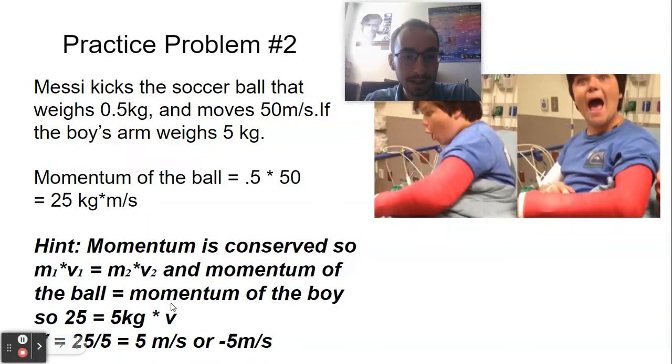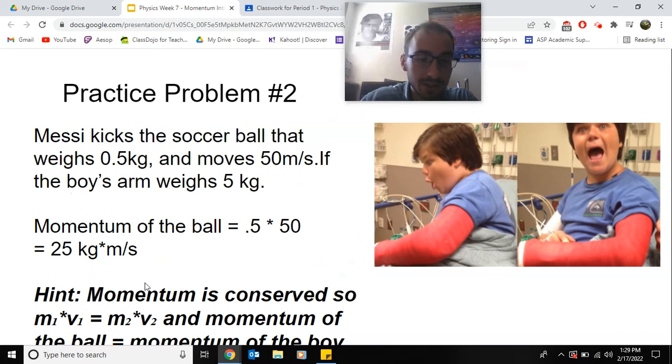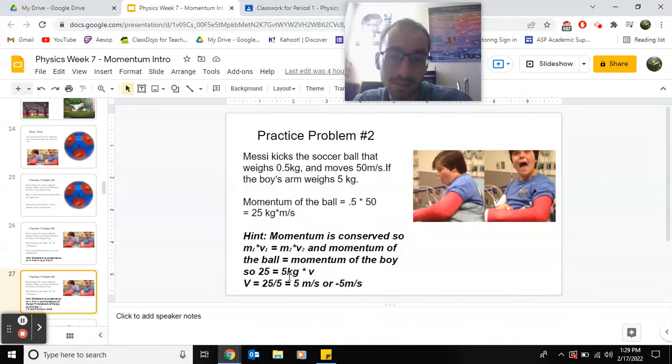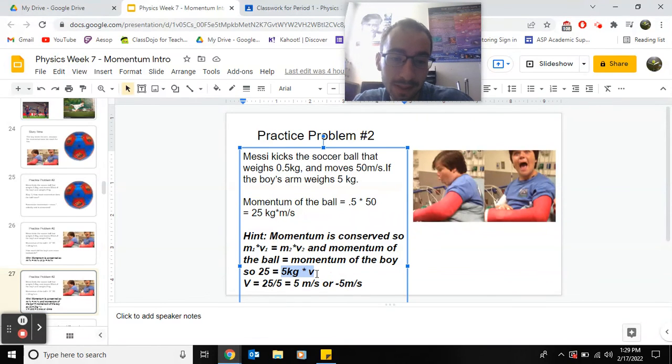Okay? If you did it right, because momentum is conserved, you can set the momentum of the ball equal to his arm. You set it equal, so 25 is 5 kilograms times V. And to find V, we have to undo the multiplying by 5. We divide by 5, so 25 divided by 5, and we get 5 meters per second. And since it's velocity, it incorporates direction too. It's technically -5 because the arm went backwards. So that is the answer. I would have taken either of them, 5 or -5, and that's how you do it.